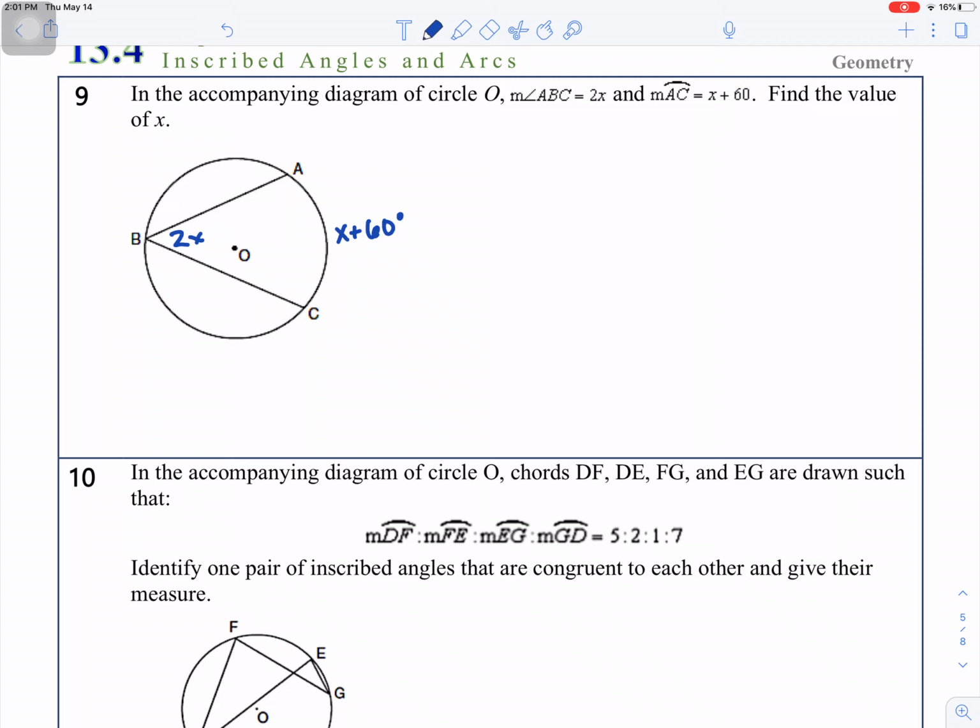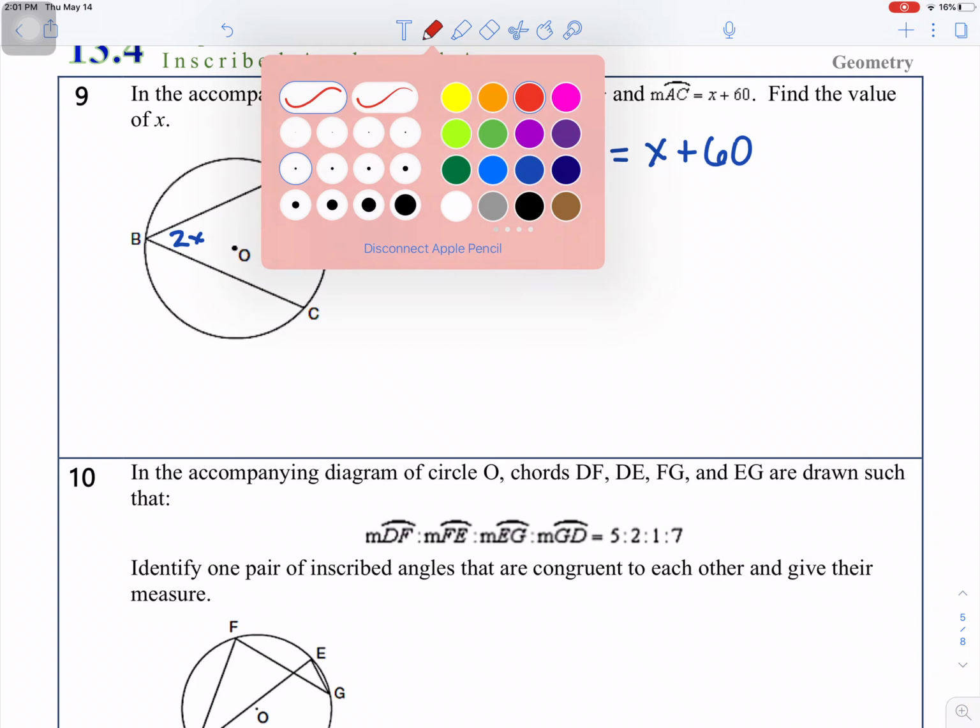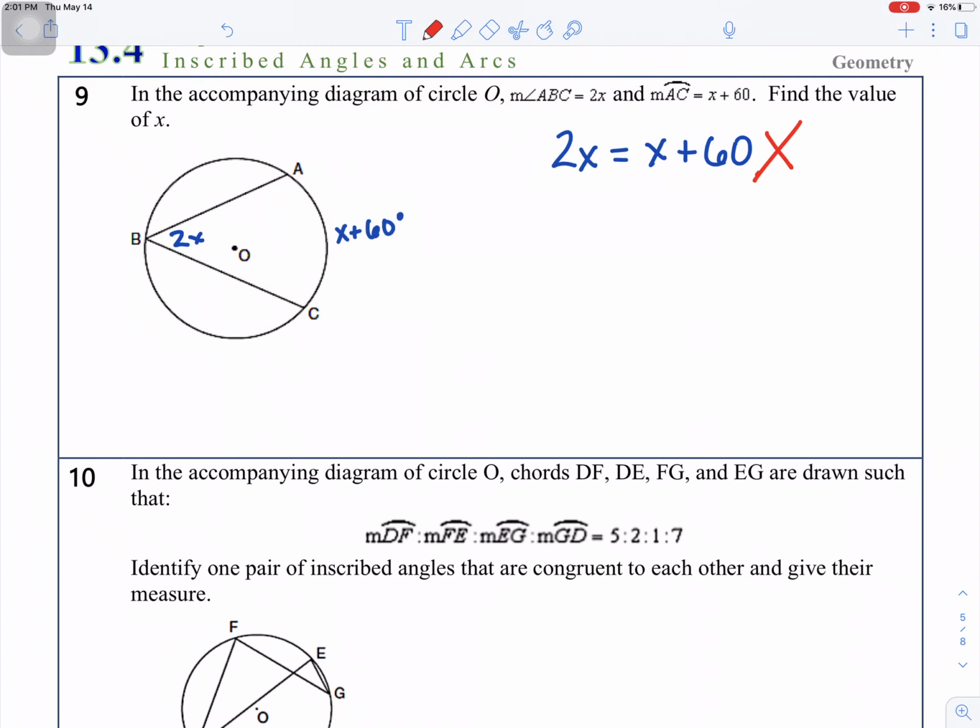Now, they're not equal. Don't write them equal to each other. Some kids will do this. That's incorrect. Let's make it red. No. Angle equals arc is for a central angle. This is not a central angle. So this is wrong. What are we supposed to do? The angle is half of the arc.